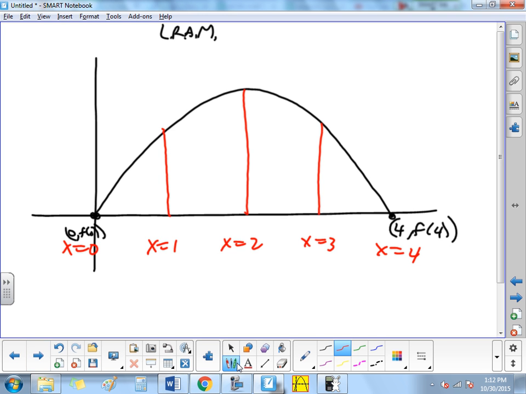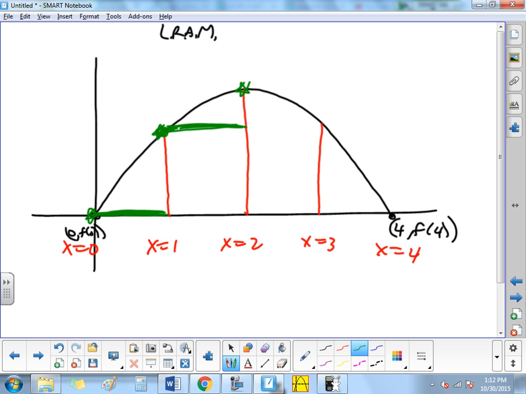When you draw left rectangles, you have to look at both of these points on the curve. So let's do our first one from 0 to 1. You pick the first point, the left point, and you draw a line straight across the page. This represents the top of your first rectangle. So because I'm doing an LRAM, I choose the left point, and I draw straight across, and that represents my first rectangle. When I go from x equals 1 to x equals 2, I choose the left point, which is x equals 1, and I go straight across.